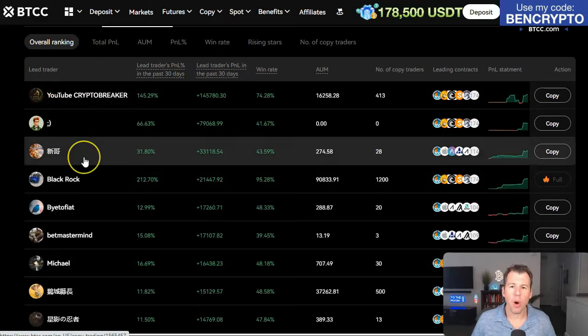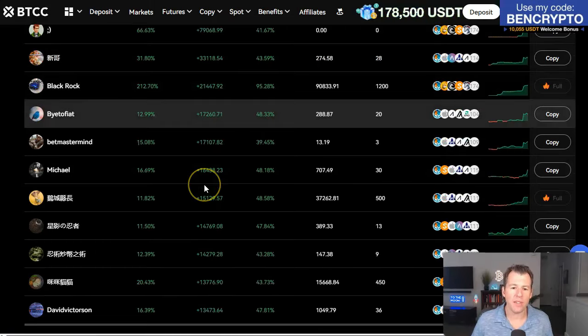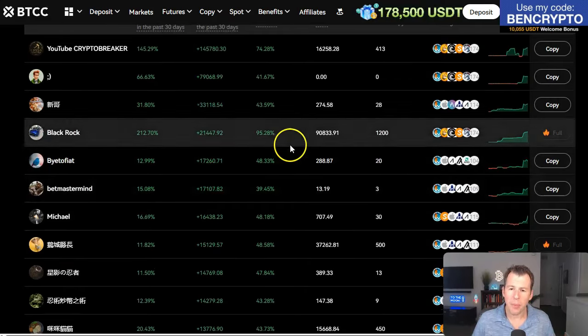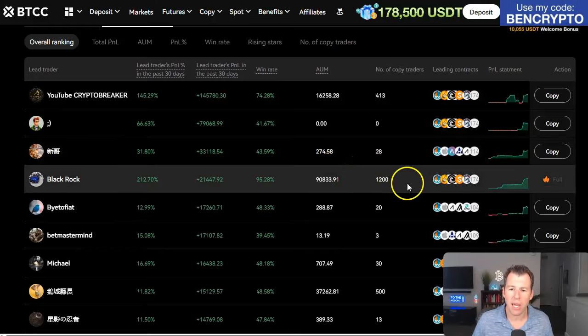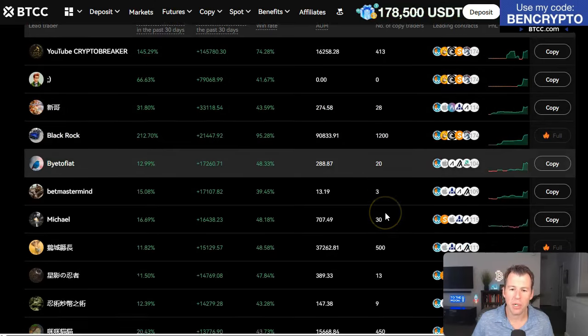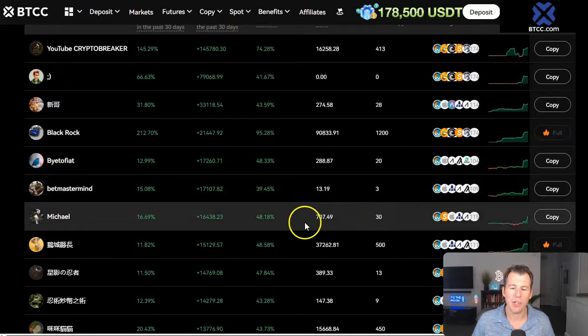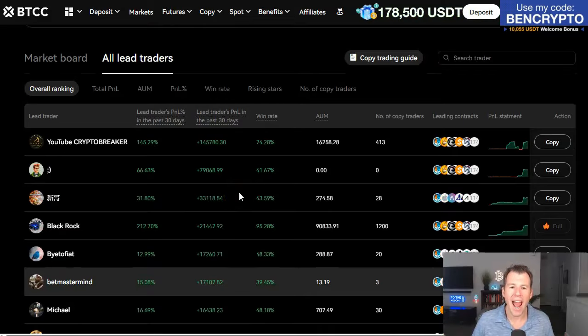So you can see on page 1 of the leaderboard, pretty much everyone is in the green, their portfolio in the last 30 days, obviously because they're on the top of the leaderboard, page 1 of overall ranking. But some of them are big experienced traders with like $90,000 under management, 1,200 copy traders, but some of them are newbies with just 30 people copy trading them and $700 assets under management.